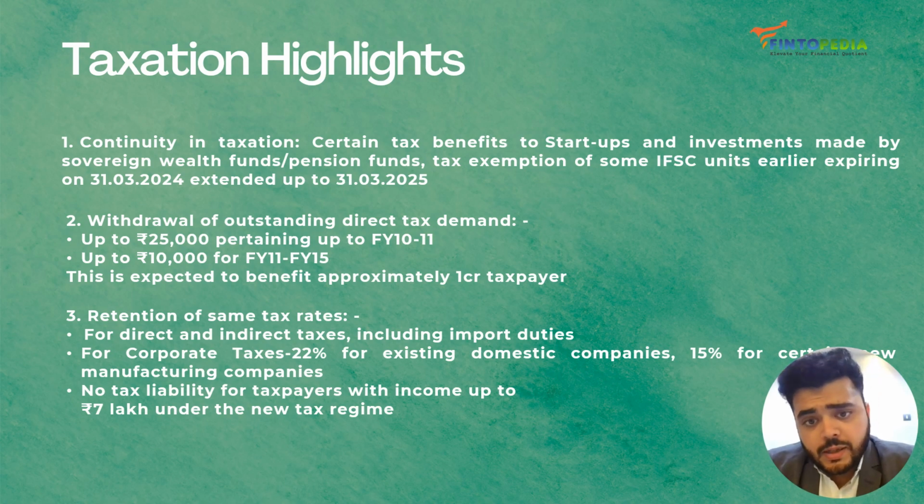Basically, if you have a demand of 25,000 up to financial year 10-11, from the inception of the Income Tax Act to financial year 10-11, then the government is withdrawing that demand and you will be exempted from paying it. Similarly, an amount up to 10,000 is exempt from tax for financial year 10-11 to financial year 14-15. This is expected to benefit about 1 crore taxpayers. So the government is waiving old demands and wants to move ahead.